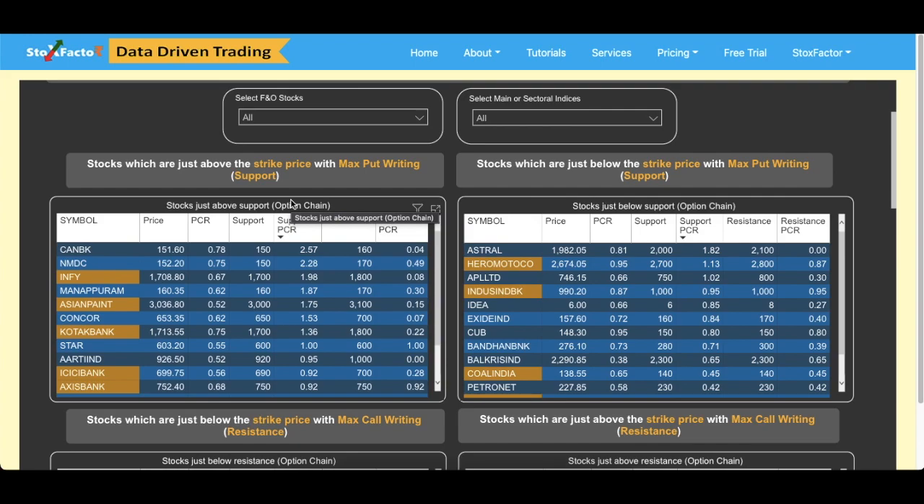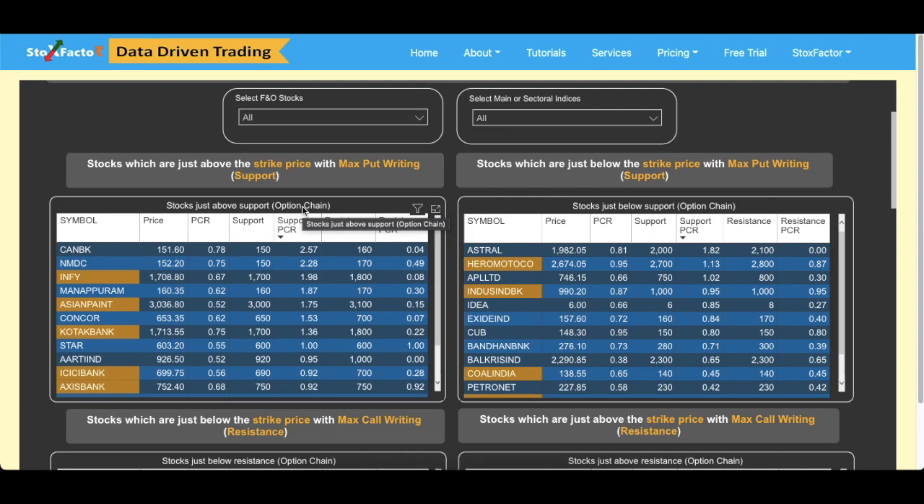the strike price with the maximum put writing acts as a good support. So now as you can see here, suppose Canara Bank, the price is currently 151.60, the total PCR level of the stock is 0.78, and the support level is 150. So 150 is the strike price where the maximum put writing is there, and then the support PCR. Now this is important. What is support PCR? Support PCR means the put call ratio at this particular strike price, that is the support, that is 150.